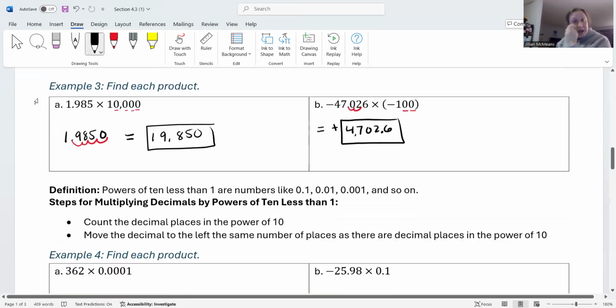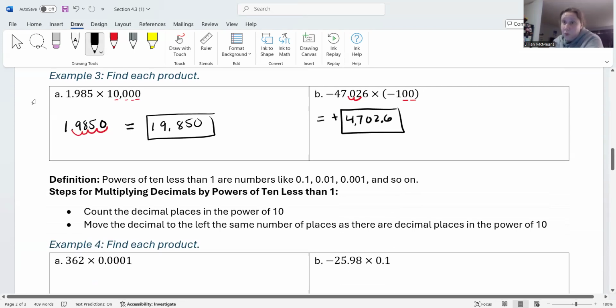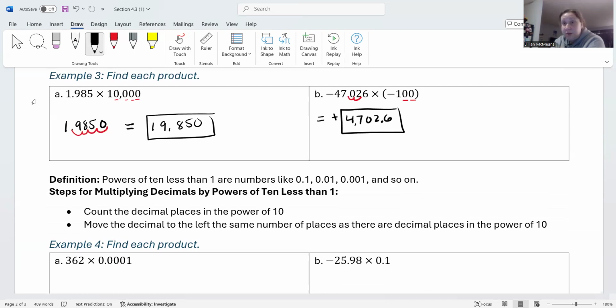Okay? And then if you're dealing with powers of 10 less than 1, those might be not as familiar to us. So powers of 10 less than 1 are like 0.1, 0.01, 0.001. So a decimal with zeros ending in a 1. So it would be like 1/10, 1/100th, 1/1,000th, 1/10,000th. All right, so that's really what you're multiplying by.